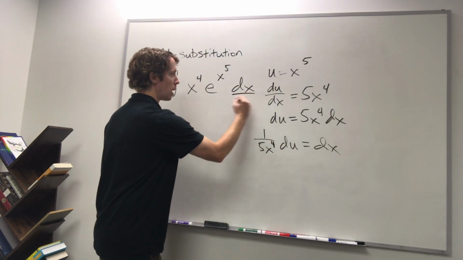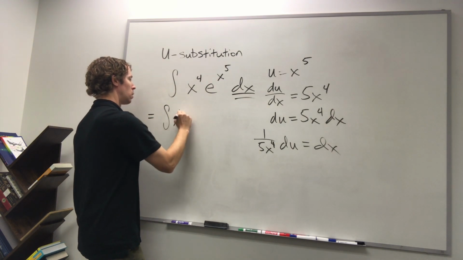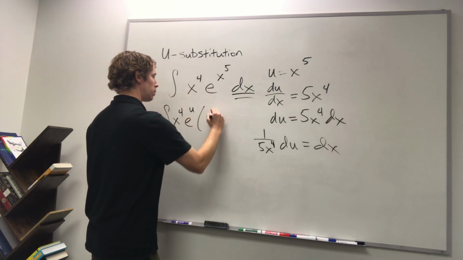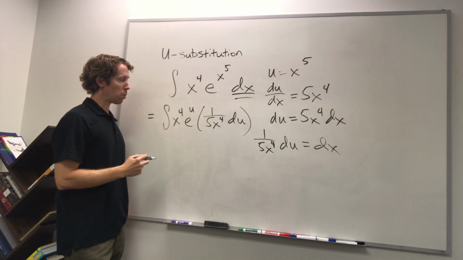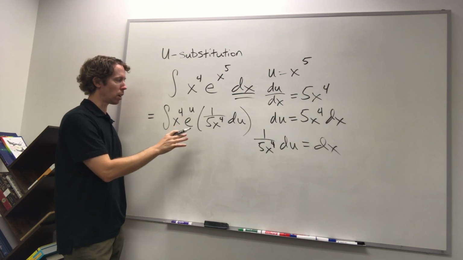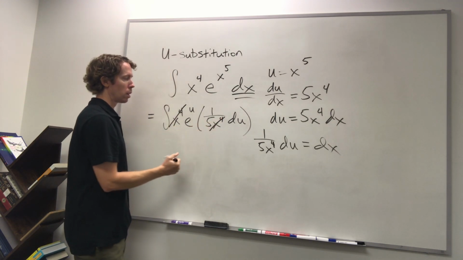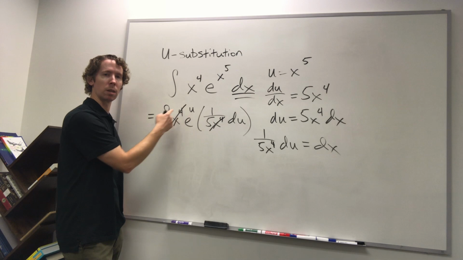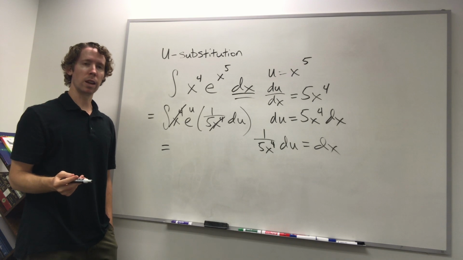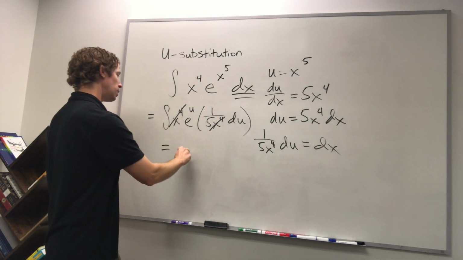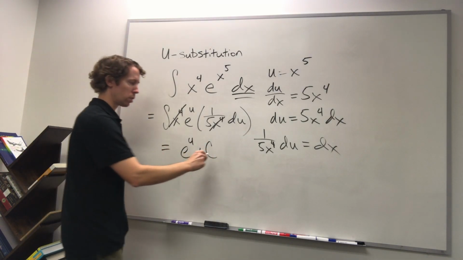Now I'll plug that in for dx, and I'll rewrite x to the fifth as u. And now, before I take my antiderivative, I need to have all the x's gone, so I want to simplify this. I've got an x to the fourth in the top here, and x to the fourth in the bottom here. So what I end up with is 1/5 times e to the u du. The derivative of e to the x is just e to the x. So the antiderivative of e to the u is e to the u. And now I go back and plug in what u was in terms of x.